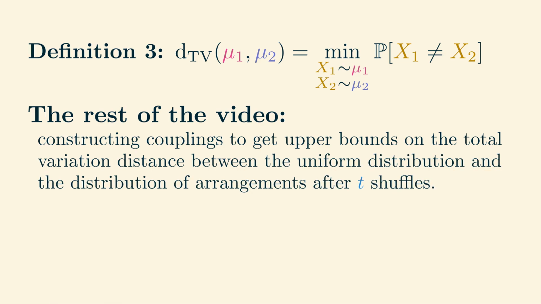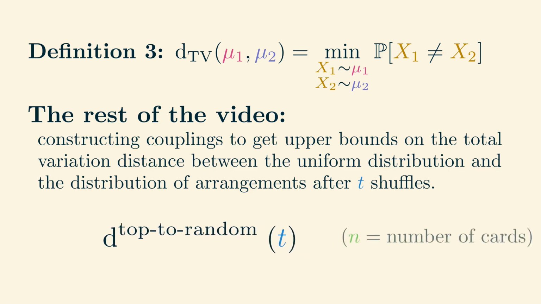To avoid having to say the unwieldy phrase, total variation distance between the uniform distribution and the distribution of arrangements after t shuffles, over and over again throughout the video, I'll abbreviate that to just d of t, with a superscript indicating which shuffle we're considering. For now, it will be d top to random, and I'll just call it the distance after t shuffles.